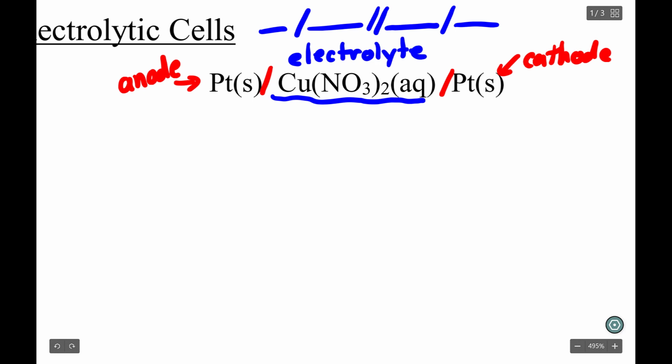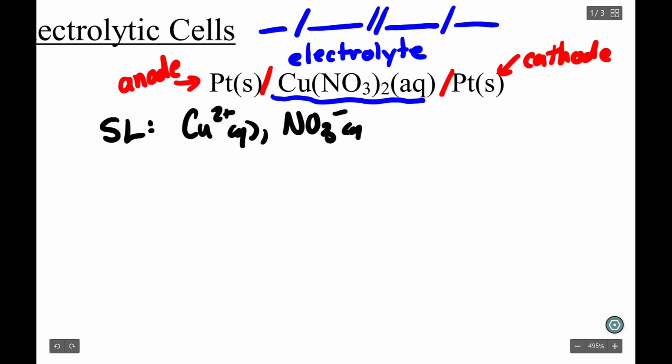Now, we absolutely have to do a species list here. So once I've figured out what I have, I'm going to make a species list. I'm not going to include the platinum in the species list because I know that it's an inert electrode. So I would simply have copper 2 plus aqueous, I would have nitrate ion aqueous, and I would have water.